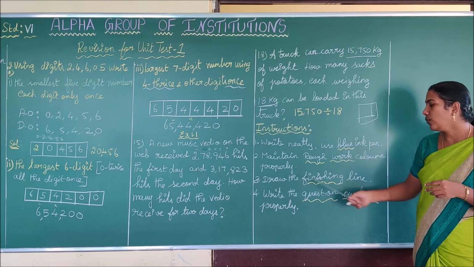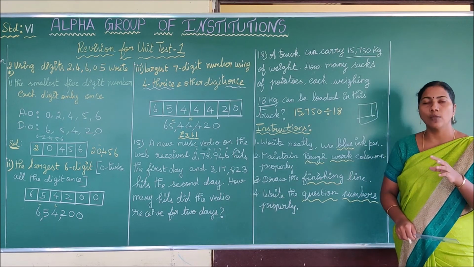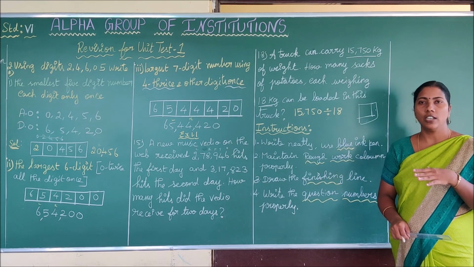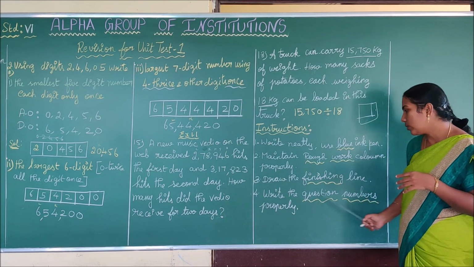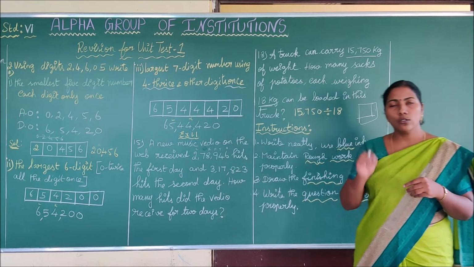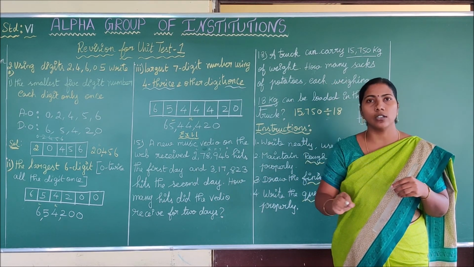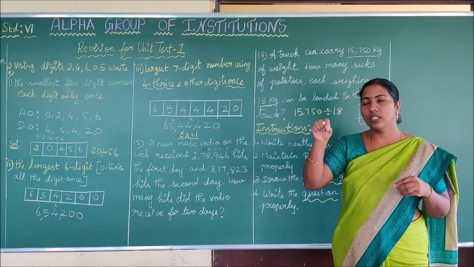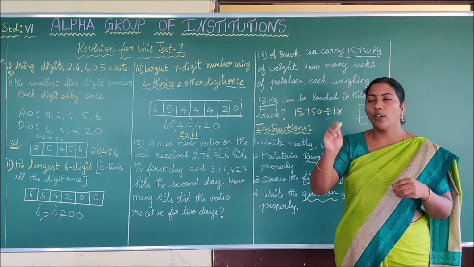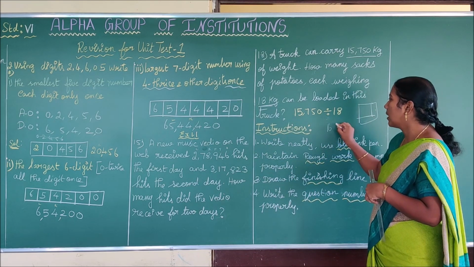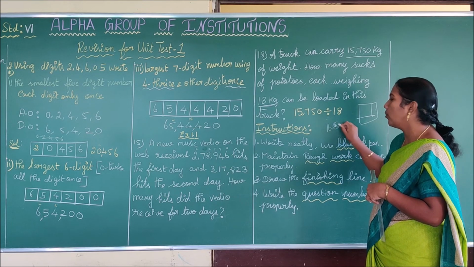Then draw the finishing line. After finishing every sum, you have to draw the finishing line. Then write the question number properly. In your question paper, you have continuous numbers, children, and also subdivisions. So suppose it is question 16 subdivision A, you have to write it as 16 subdivision A. Both the numbers you have to write.